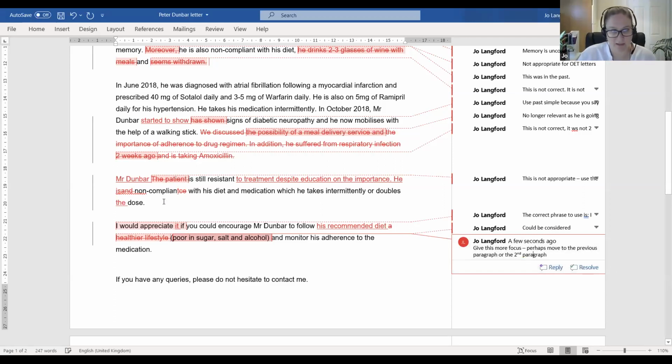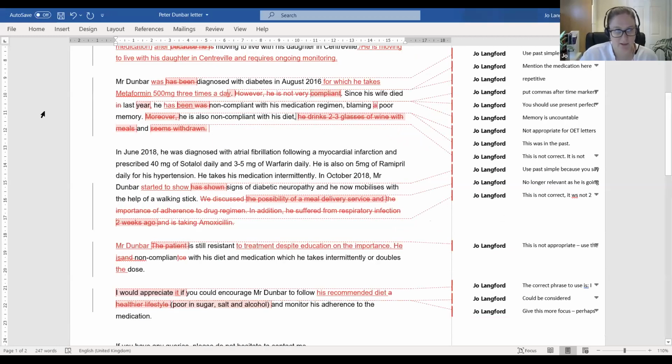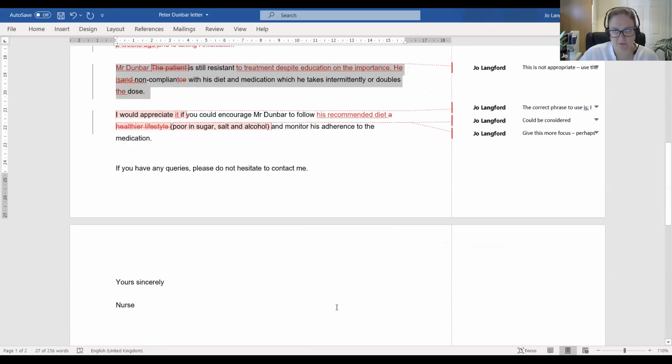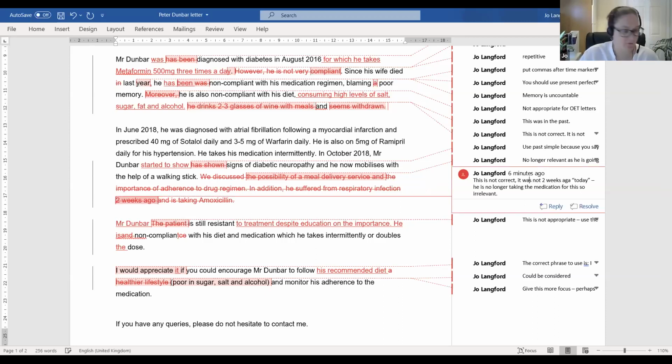Okay, so you might say here, for example, you could put it here or up the top here. Yeah, he is non-compliant with his diet, consuming high levels of salt, sugar, fat, and alcohol. Okay, and if you mention it there, you don't need to mention it again here. Yours sincerely, nurse.